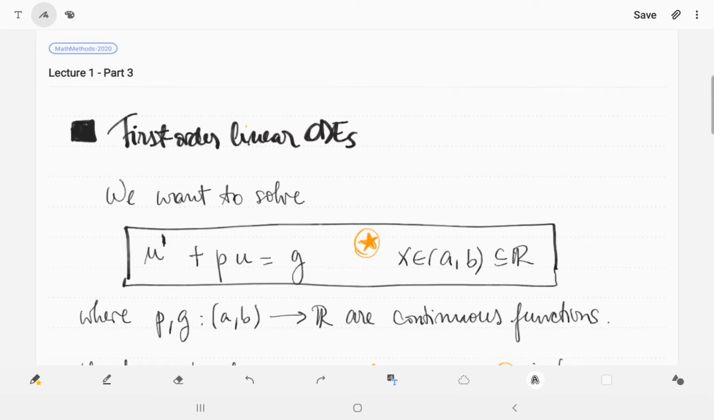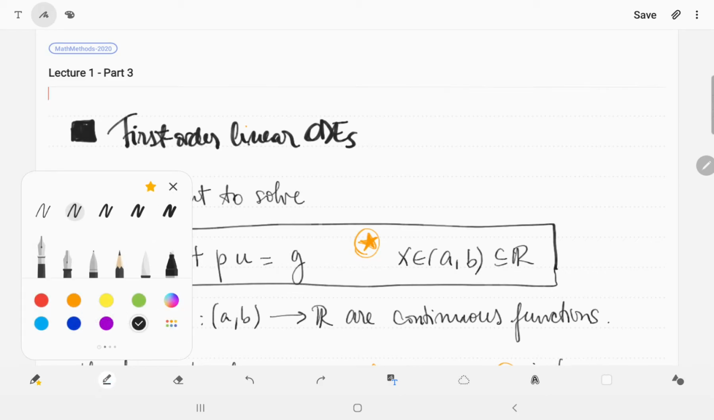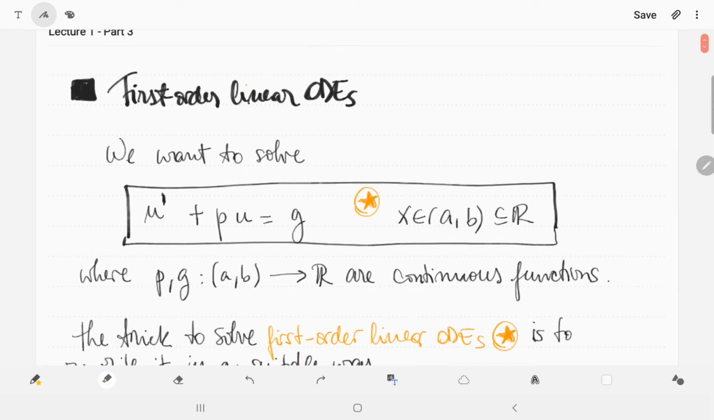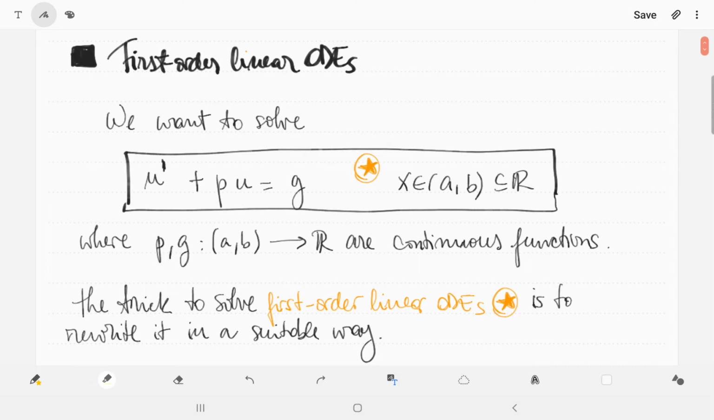Okay, here we are in the last part of the first lecture about ordinary differential equations. So the last piece is about the first order linear ODEs, which are maybe the easiest case. Okay, so we want to solve this equation where we have only u and its first derivative. That's why we have first order.